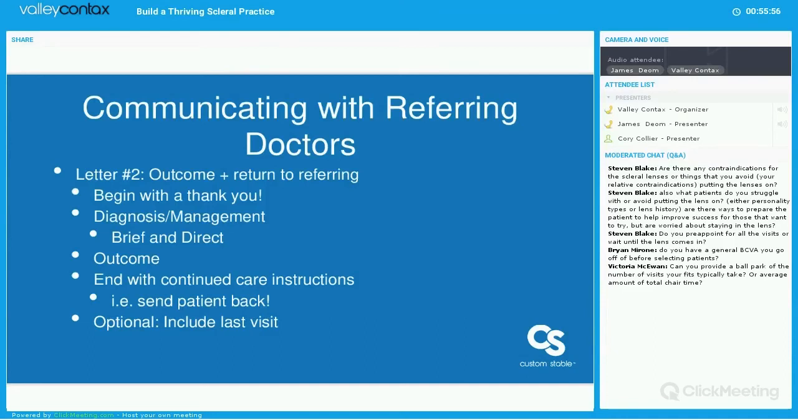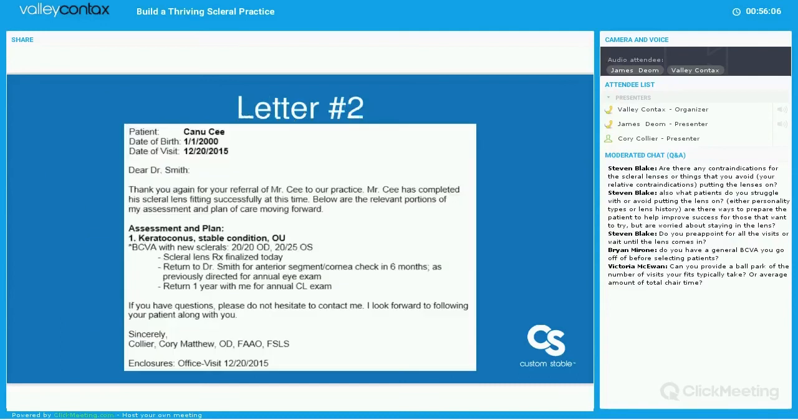And then we're going to give some concise continued care instructions so that everyone's on the same page as to what we're doing moving forward. And at that point, I include their last office visit, the complete notes, so that way if they are more interested, they can look at it.